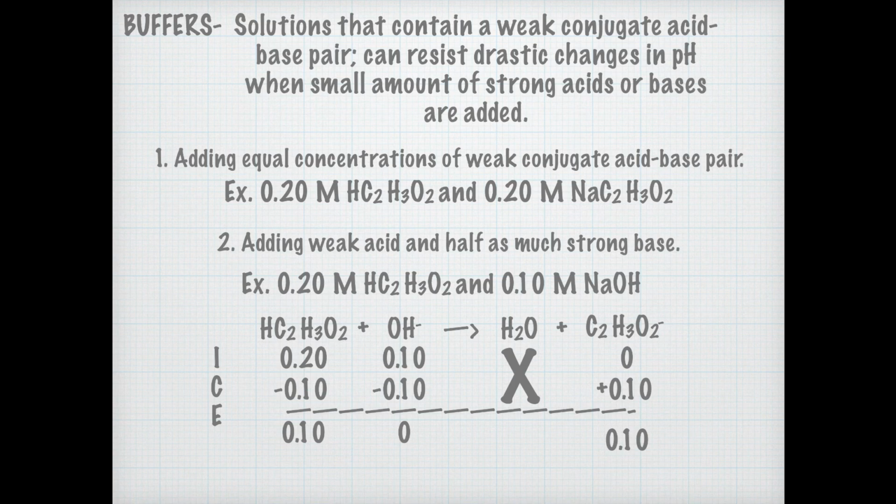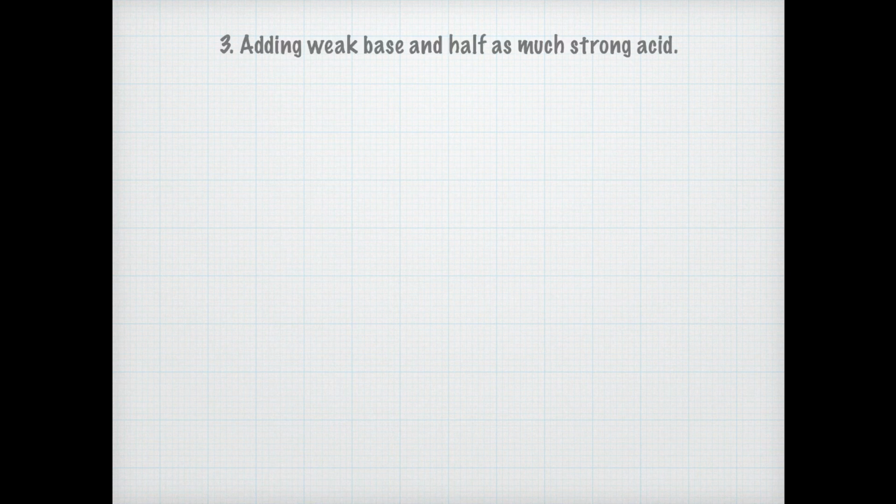Okay, so ultimately this concept we've already gone over, but we're just going to go into it in more detail to make sure you understand all the little details about it. All right, so that's the second way. So I could have added equal amounts of weak acid and base, or I can add a weak acid and half as much strong base, or, as you probably thought about, you could add weak base and half as much strong acid.